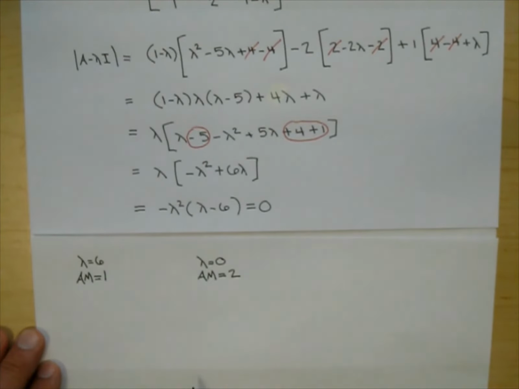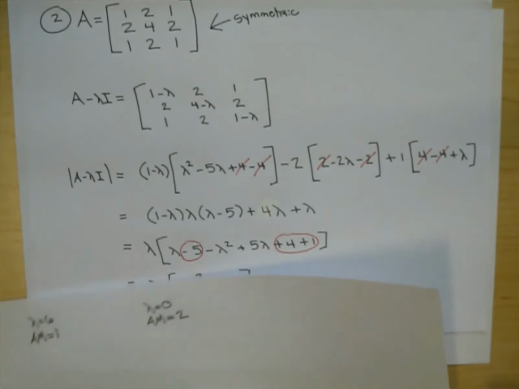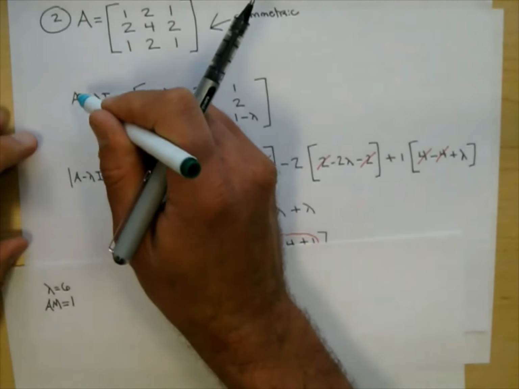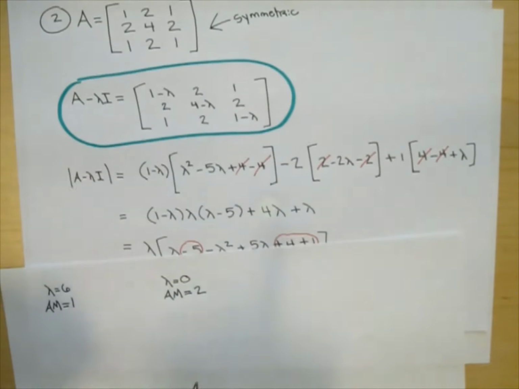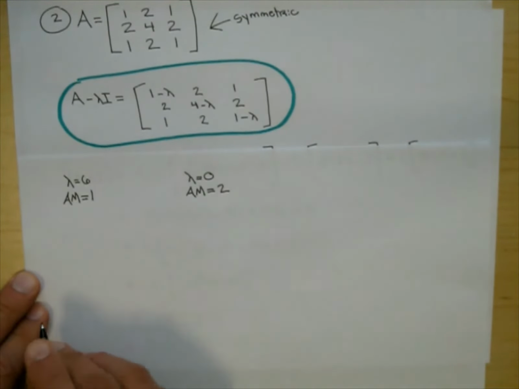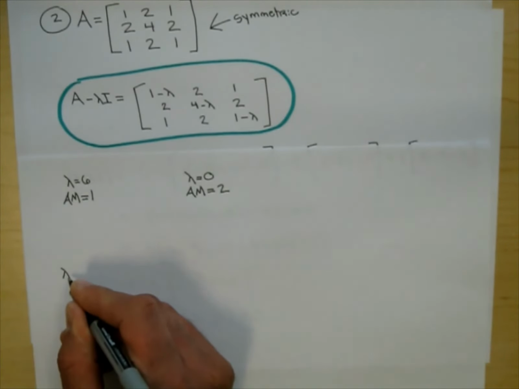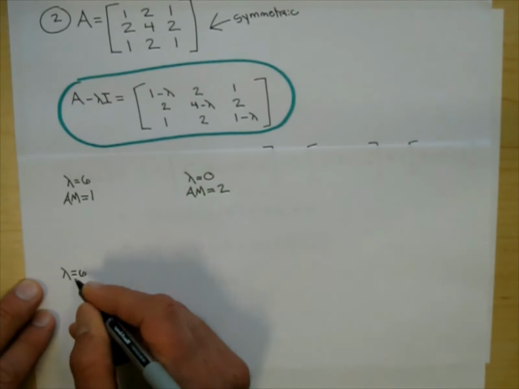Okay, now I'm going to go ahead and find the eigenvectors. Traditionally in this lecture I've been circling this in green. So I'll start with lambda equals 6. I'll leave some room to put the results up there.